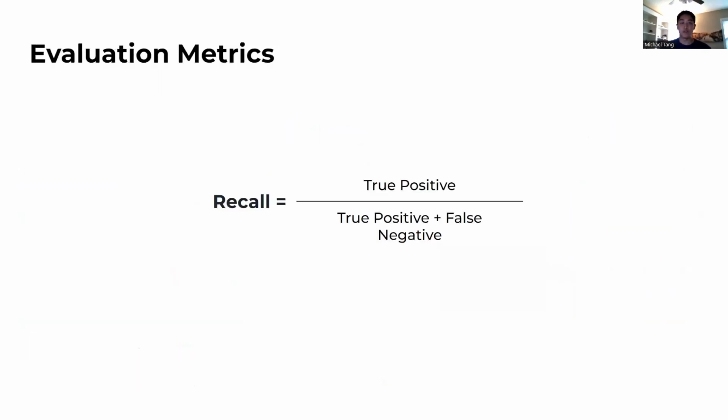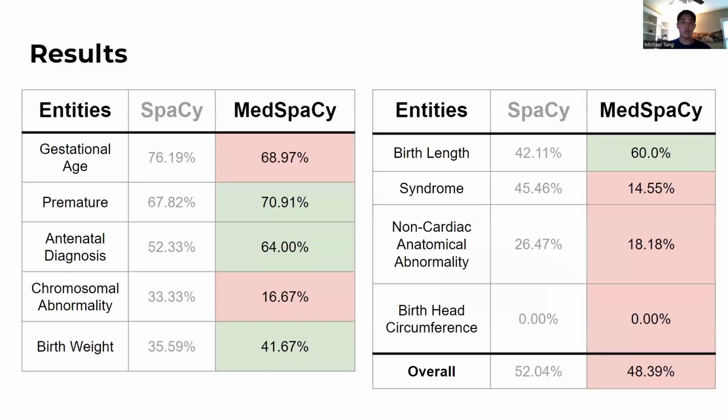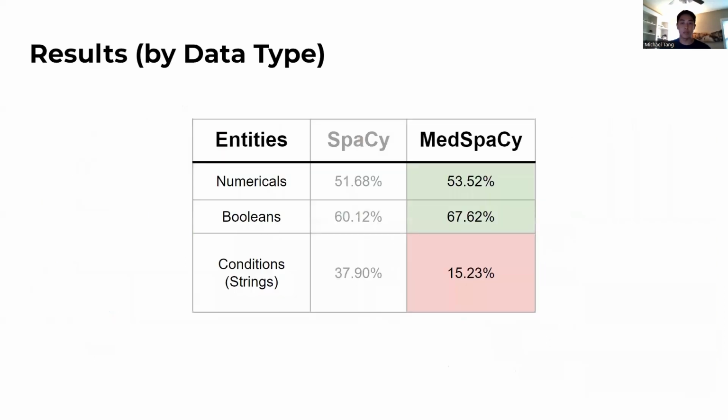The next step was to evaluate model performance. We used recall to evaluate the individual PC4 fields, which is a metric that emphasizes accuracy relative to the number of false negatives. And here we compare the spaCy and medSpaCy results. While overall recall went down, medSpaCy shows improvements in some entities, particularly antenatal diagnosis and birth weights. When we group entities by data type, we find that medSpaCy performs better on numericals and booleans. Numerical and boolean information is often mentioned in the form of lists, which feature irregular whitespace, which is likely why medSpaCy performed better on these entities.